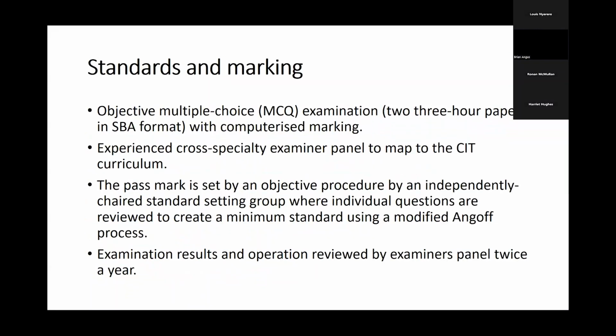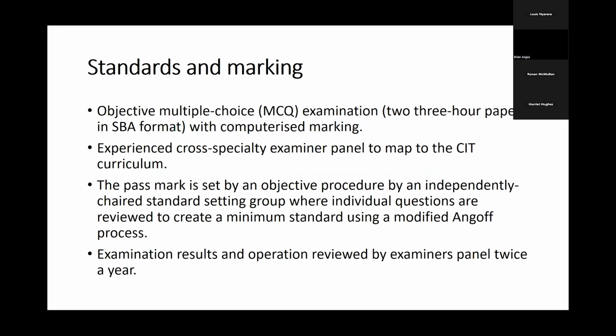So two 3-hour papers, they're marked by computer. There's a cross-speciality examiner panel. So we have question writing groups across different specialities. They're all represented. And then we have an exam setting board. And then we have a standard setting group as well. And again, all the specialties are represented within that.